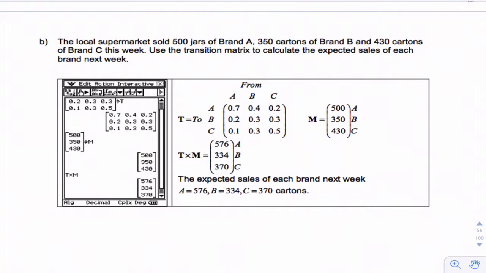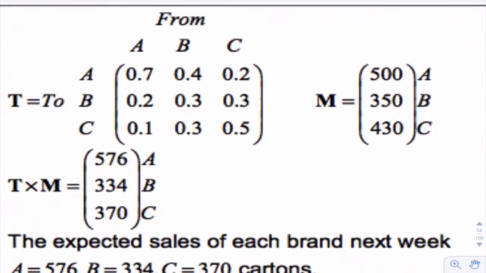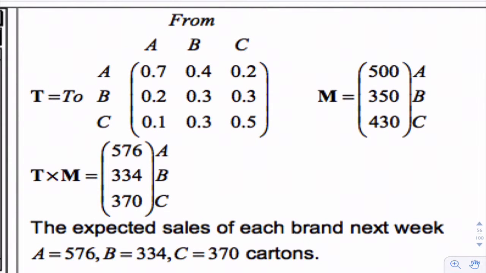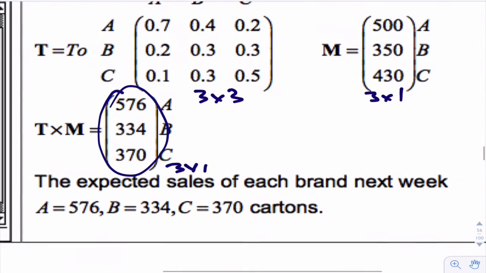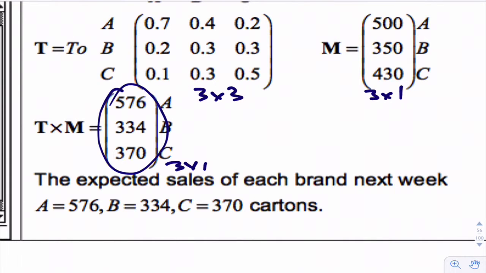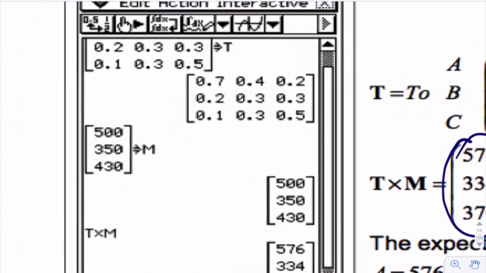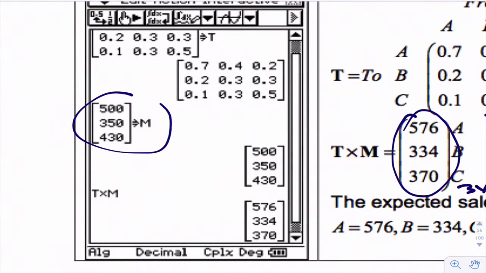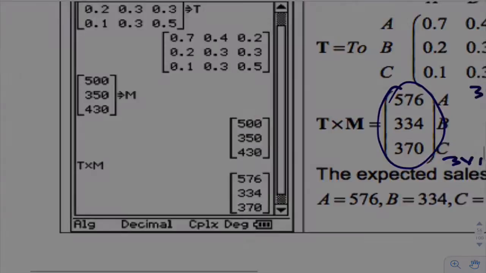Secondly, the local supermarket sold 500 jars of brand A, 350 of B, 430 of C. Use the transition matrix to calculate the expected sales of the brand next week. Alright, so we've got this other matrix M, which shows the numbers that we've done. To find out what we're going to have next week, we just multiply those matrices. We've got a 3 by 3 times this 3 by 1, giving us this 3 by 1 matrix, which shows the sales next week. So 576 of A, 334 of B, and 370 cartons of C. And you can see here how you do that on a calculator by defining what matrix M is, and then just by multiplying them. Your calculator can handle that.